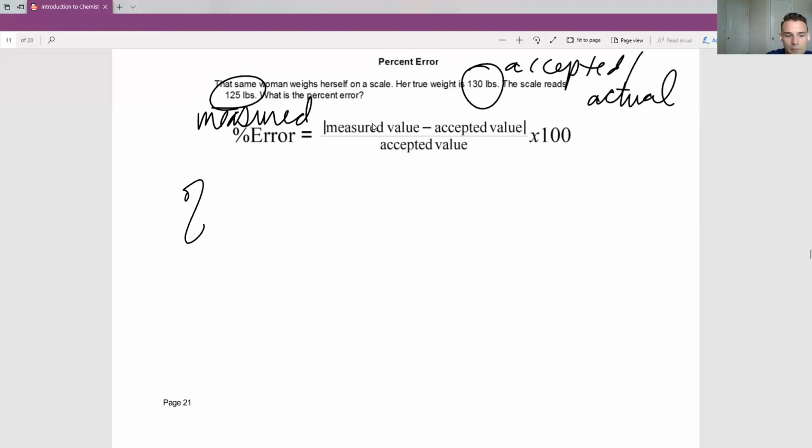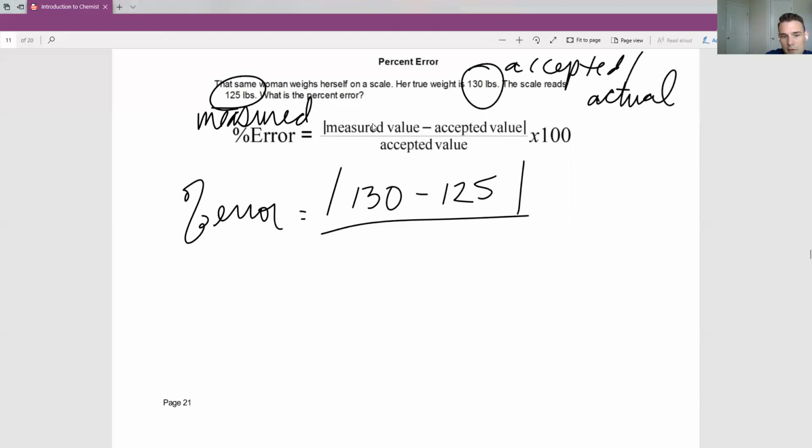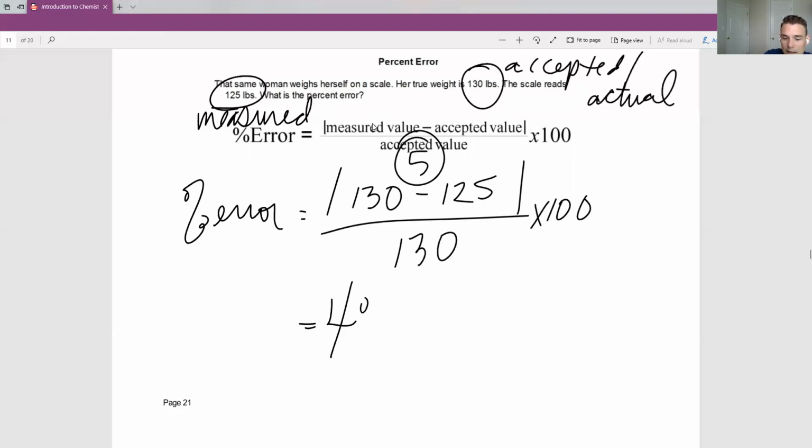So percent error equals the absolute value of 130 minus 125, divided by the accepted, which was 130, multiplied by 100. If you were to do your sig figs, 130 minus 125 gives me 5. 5 has 1 sig fig, divided by 130. I need 1 sig fig, and so you're 4% off, which is not that terrible. Anything under 10 is going to be good for a percent error for an actual lab that you're doing. And that's it for percent error.